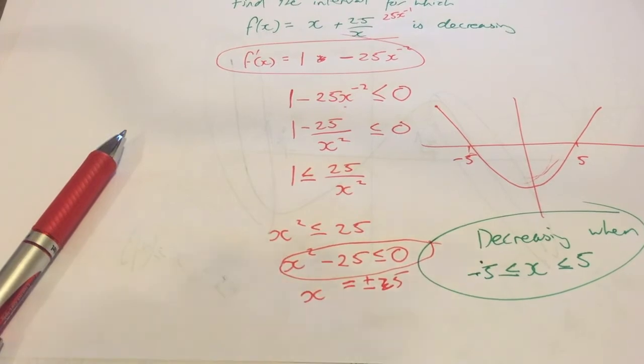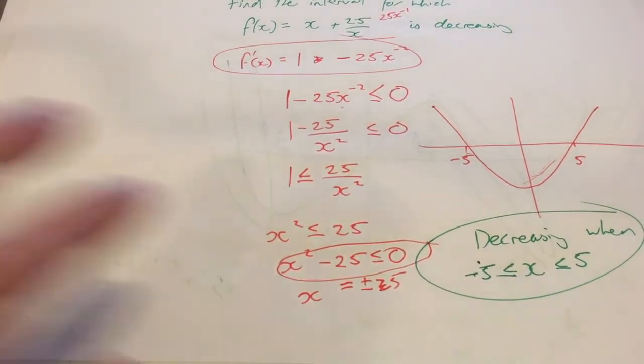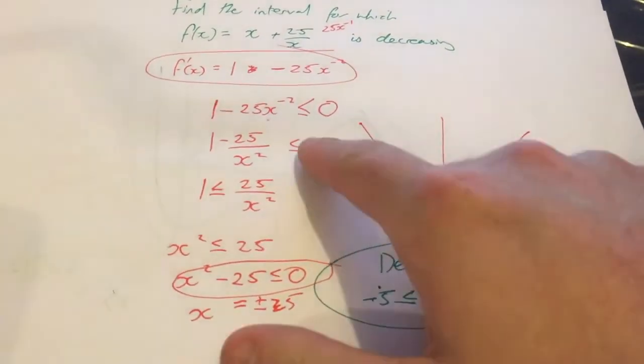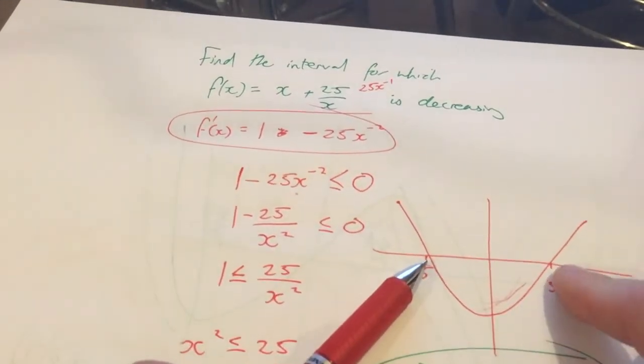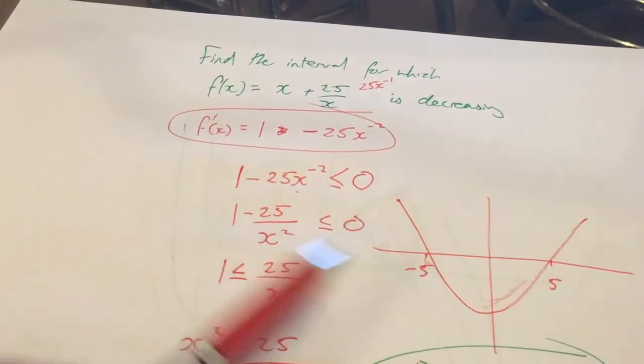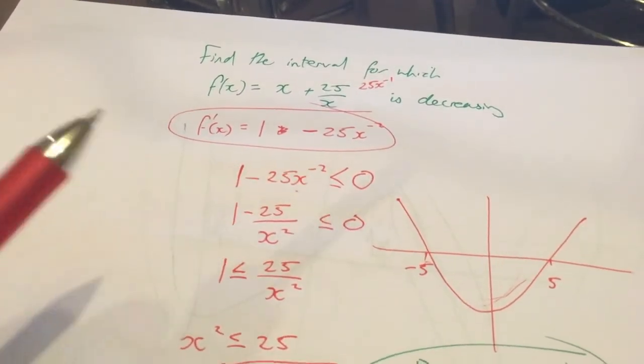Cool, right, that's it for today. So a couple of questions on this. Then next week we're going to look at these very specific points when the gradient is 0, so here and here, and these are what we call turning points, which are minimums and maximums of graphs. But that's for next week.